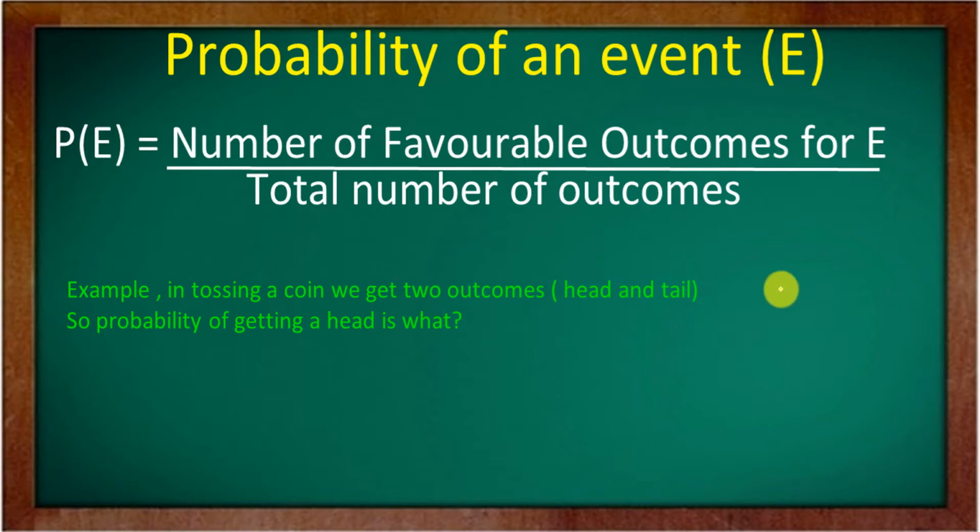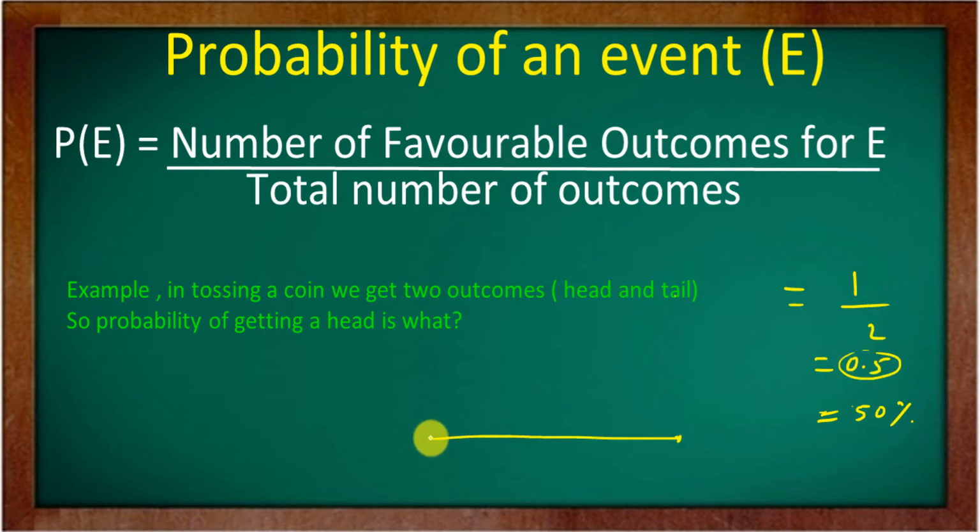So the probability of this will be total number of favorable outcome is head, right? So it will be 1 divided by, what are the total number of outcomes? It is head and tail, so 2. So this will be 0.5 or it will be 50%. So 0.5, right? If you remember, I told you probability will always lie between 0 to 1. So 0.5 is between 0 to 1.